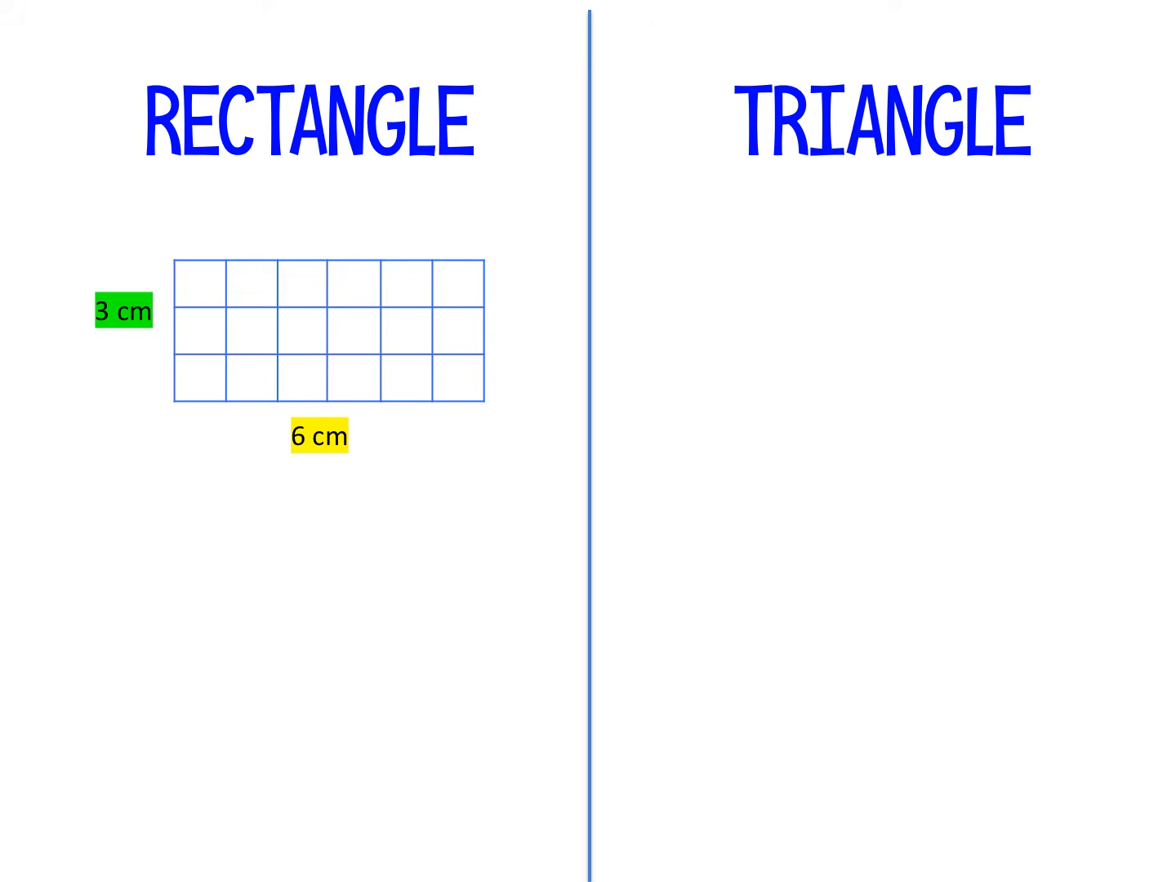When we divide the base into 6 equal segments and the height into 3 equal sizes, you'll see that it creates an area on the inside of 18 square centimeters. So we count the inside and we see that there are 18 square centimeters. The area of a rectangle is always found with base times height. Area equals 6 times 3, or 18 centimeters squared.